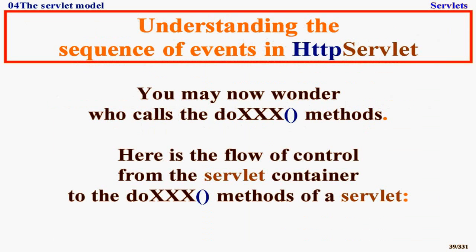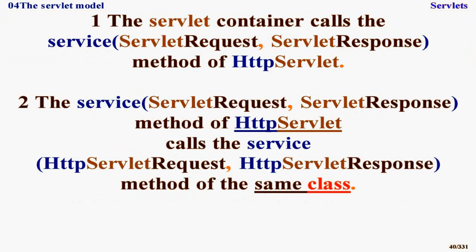Understanding the sequence of events in HttpServlet. You may now wonder who calls the doXXX methods. Here is the flow of control from the servlet container to the doXXX methods of a servlet. 1. The servlet container calls the service(ServletRequest, ServletResponse) method of HttpServlet. 2. The service(ServletRequest, ServletResponse) method of HttpServlet calls the service(HttpServletRequest, HttpServletResponse) method of the same class.